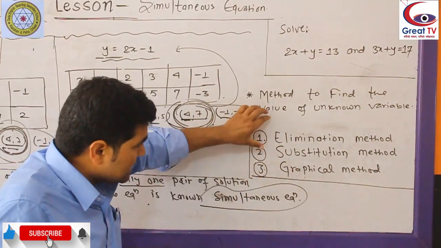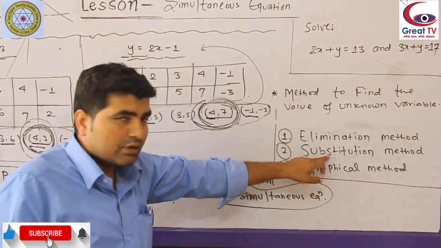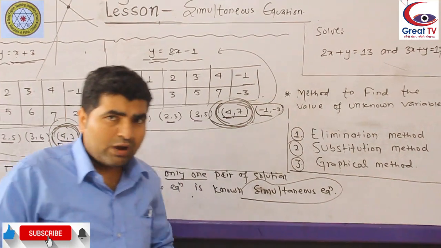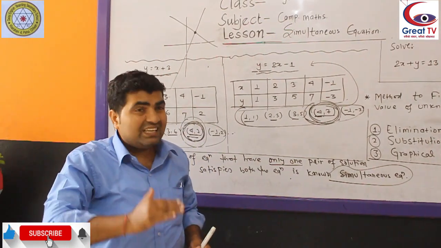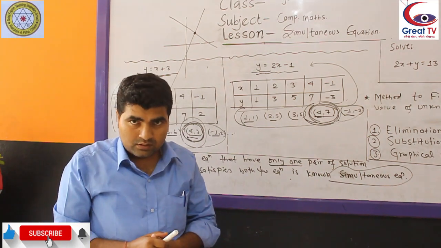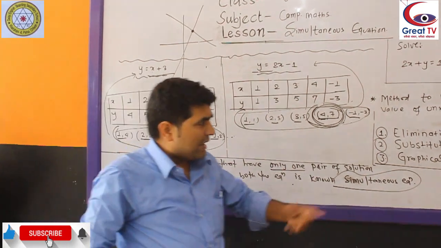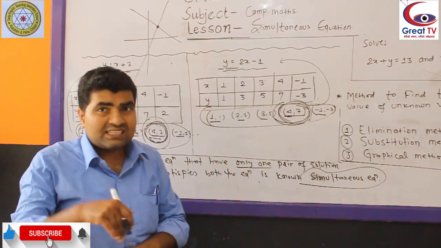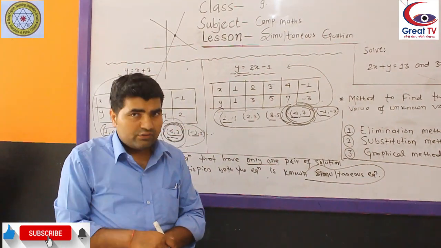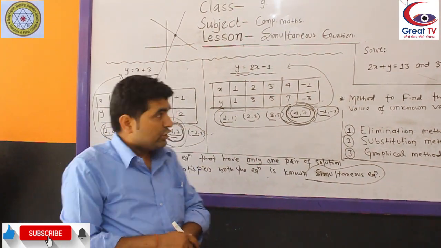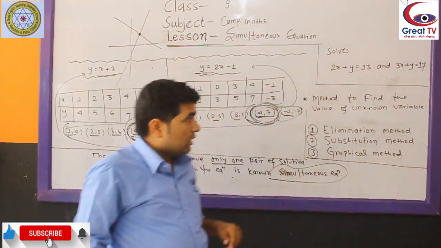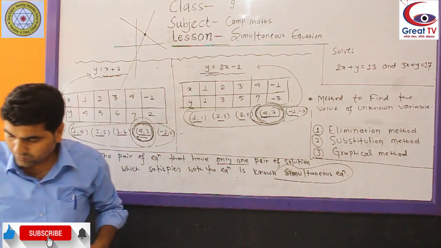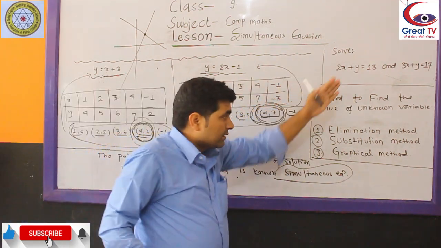But now in class 9, elimination method and substitution method. In the elimination method, when we eliminate one variable, either x or y, then we get the value of the remaining variable. Then we can substitute that value in the first or second equation, and we get the value of the other variable. I am going to solve this problem. Okay, let's see this equation by using the elimination method.